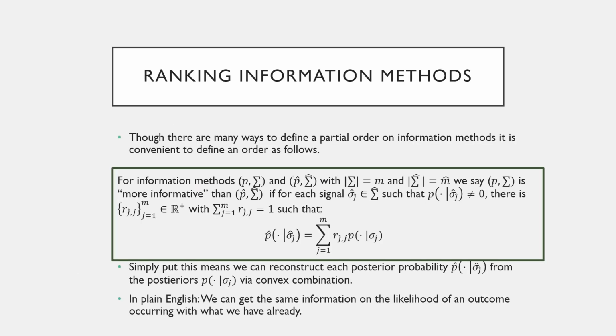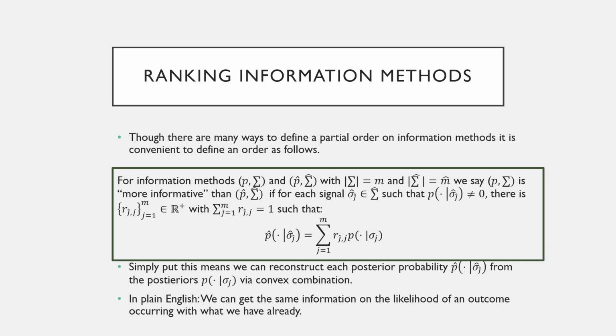Now we need to define a partial order on our information methods, and there are many ways to do it, but Hans Keiding gives us the following. For information methods, which are a pairing of our vector of probabilities and vector of signals, and a second one where their cardinality is different from each other, so we need not have the same amount of signals in each of them.